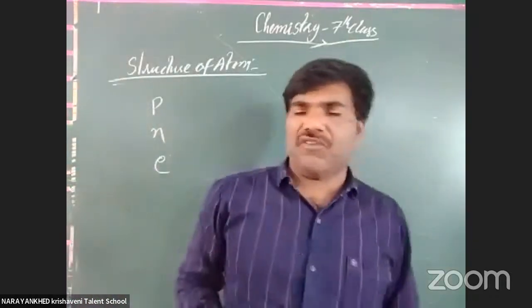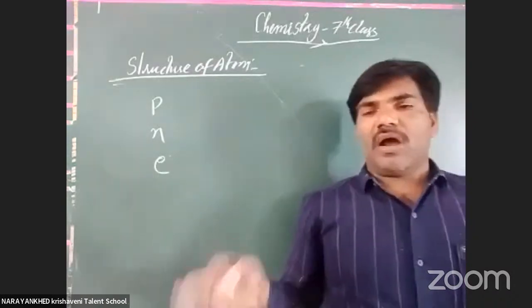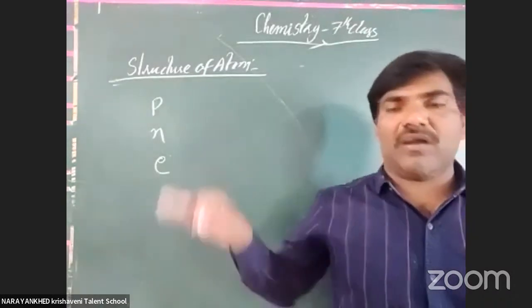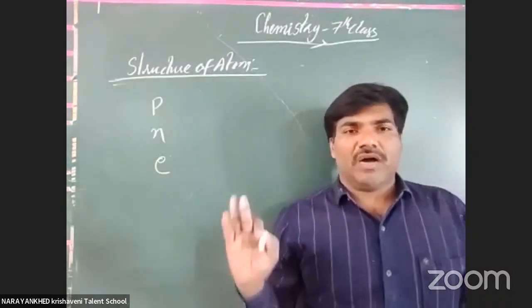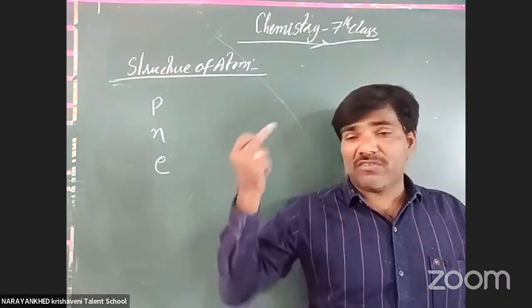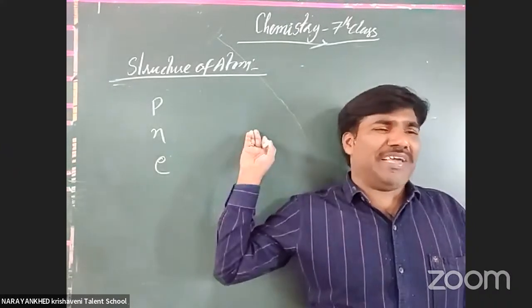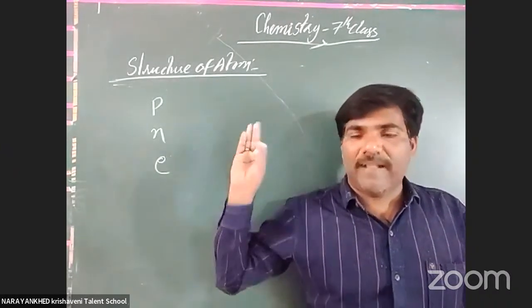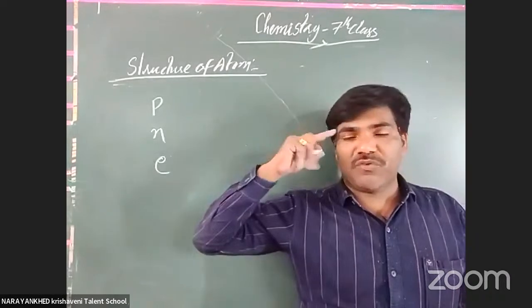Understood or not, all the students? Proton, neutron, and electron. These are the fundamental particles of the atom. Okay, clear or not? Yes, an atom is not possible to see with our eye. These particles are very small. It is never possible to see them with our eye.